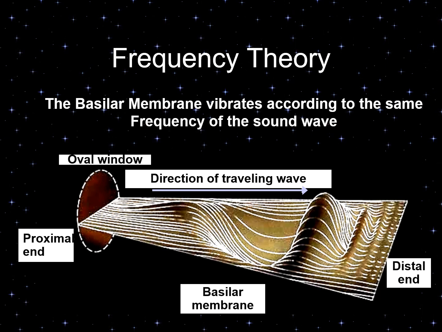Here's just another example of frequency theory, a visual for you. Remember, the basilar membrane vibrates according to the same frequency of the sound. So you see where it comes in over the oval window. You got the basilar membrane here, and this is the direction of the wave. Depending on how fast that wave travels, all depends on the pitch of the sound, and then that is sent to your brain. So just remember those two theories, the place theory and the frequency theory.